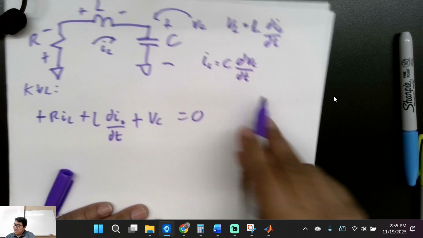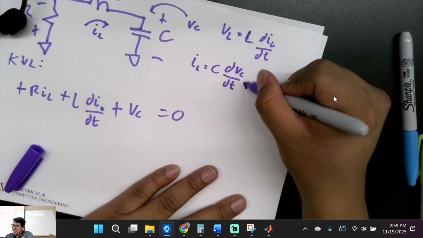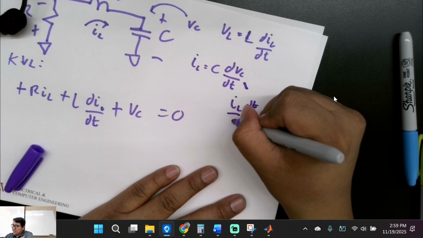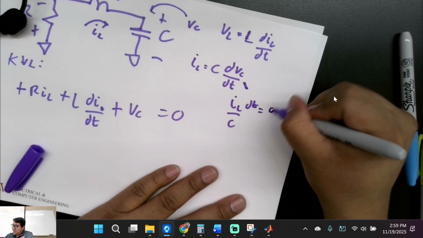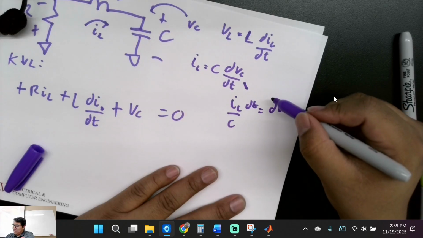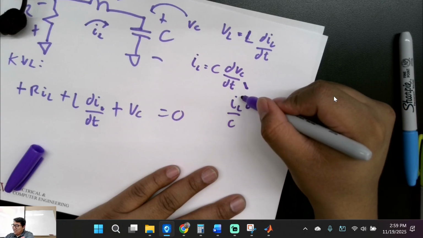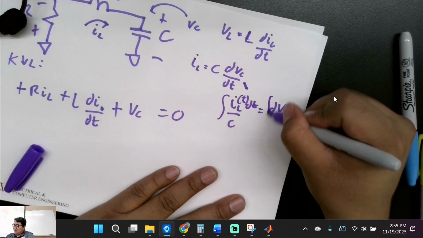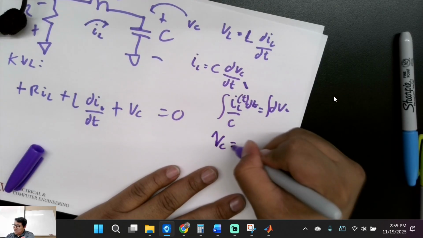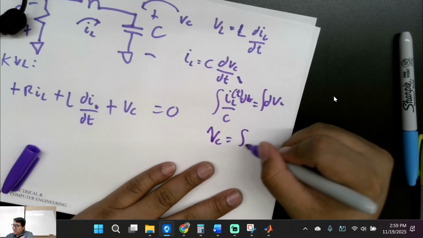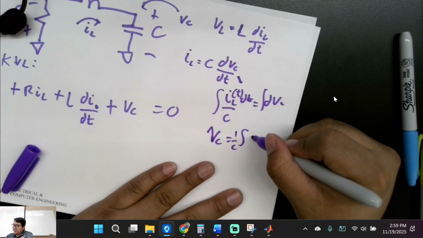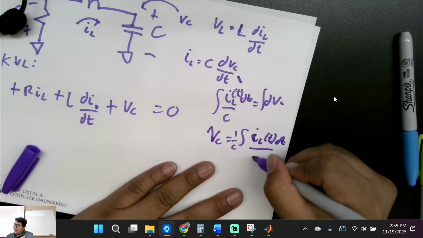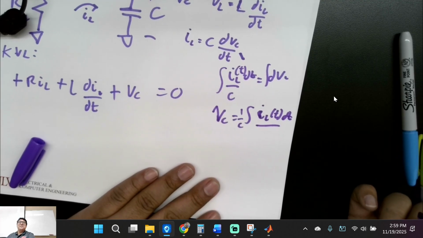But if we want to get this guy right here, okay, I'm seeing what's going on. So if we do IL dt over C is equal to dVC, and then I try to do an integral. But this right here is a function of time. If I integrate this, VC is equal to the integral of 1 over C times IL(t) dt. Is that something good?